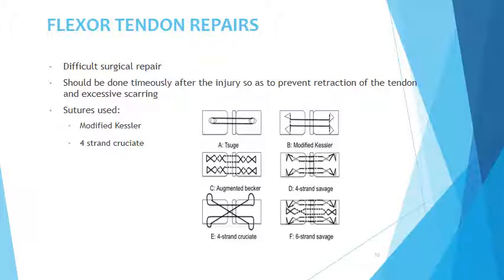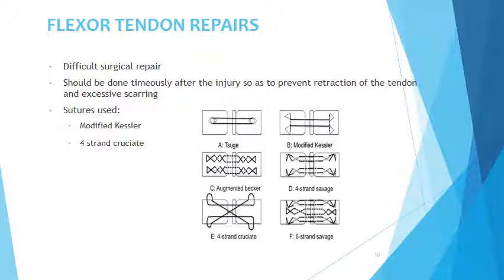So, a flexor tendon repair. When the surgeon brings the 2 edges of the tendon together and has to suture between the 2 tendons, it's a difficult surgical repair. It should be done timeously after the injury to prevent retraction of the tendon further into the forearm or into the carpal tunnel. And it's difficult because there's often excessive scarring to retract that tendon back.